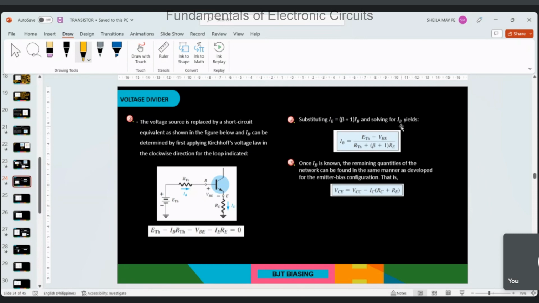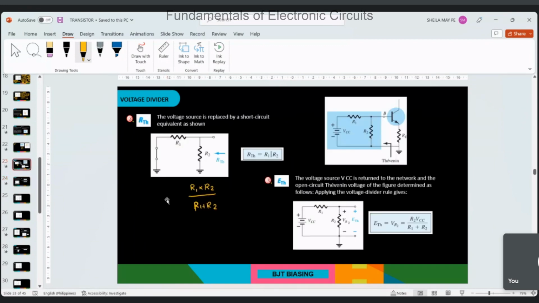Now, after that, the voltage source is replaced by a short circuit equivalent as shown in the figure below, and IB can be determined by first applying Kirchhoff's voltage law in the clockwise direction for the loop indicated. Dili na siya short circuit class. Sep na siya. Ibalik na diha ang iyang voltage source. Okay? The voltage source VCC is returned to the loop or to the network.